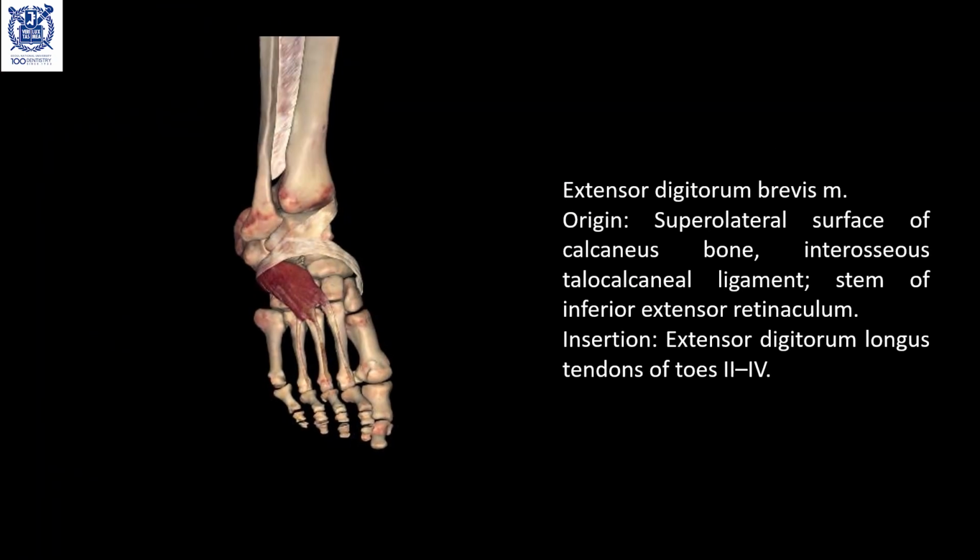The next is extensor digitorum brevis muscle. Origin: superolateral surface of calcaneus bone. Interosseous talocalcaneal ligament. Stem of inferior extensor retinaculum. Insertion: extensor digitorum longus tendons of toe from 2nd to 4th.